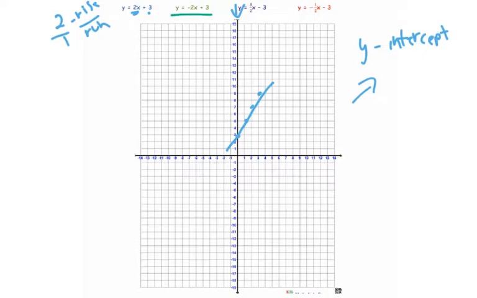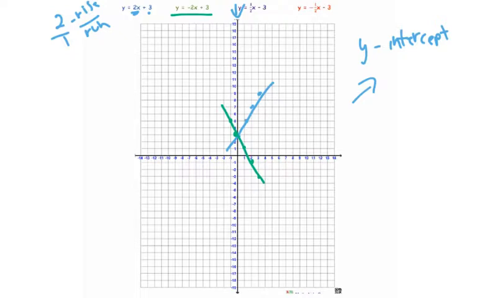So again, I have a negative 2x plus 3. I start at +3. Now it's negative. So that means I go down 2 over 1, down 2 over 1, down 2 over 1. I can also go in this direction.